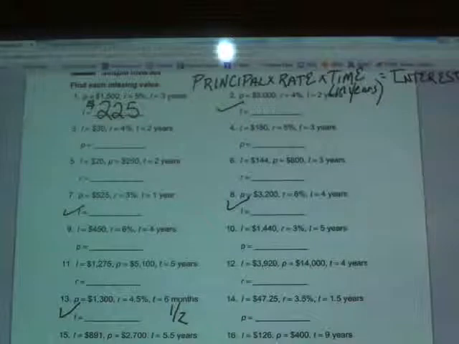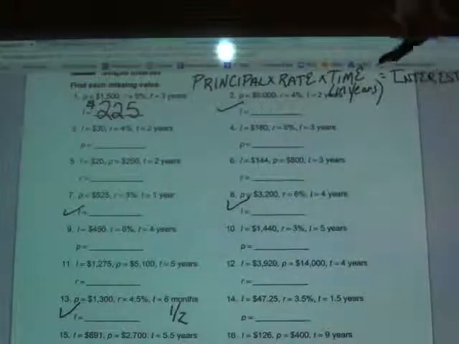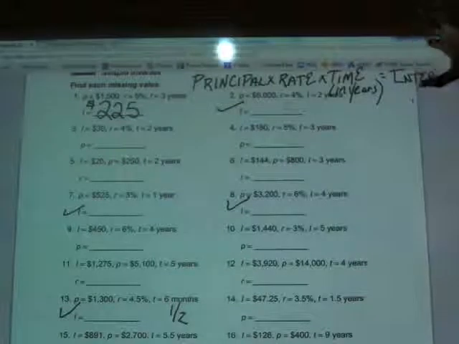Okay, so for everything else that we haven't checked off, besides 1, 2, 7, 8, and 13, we're finding either P or R or T, and the approach is going to be similar for all of these. We might have to do a little extra step at the end depending on what we're solving for, but what we want to do is plug whatever they've given us into the formula, and whatever we are finding we're going to leave as the variable.